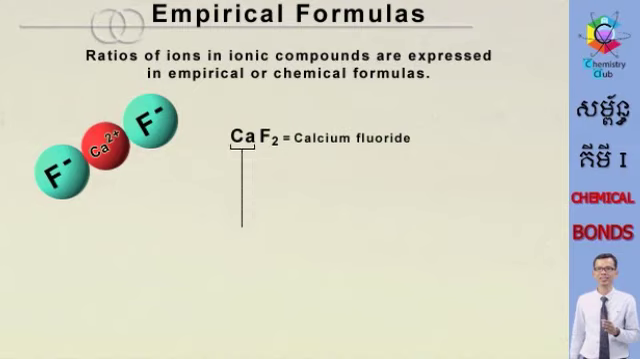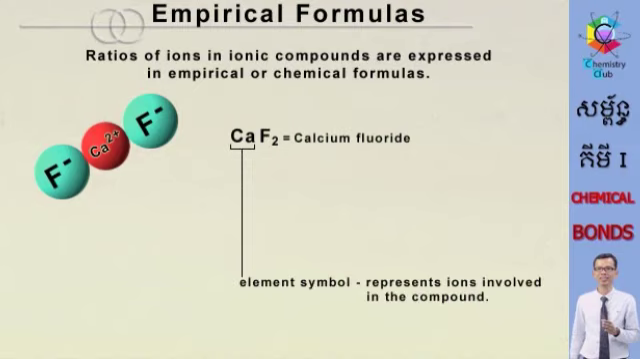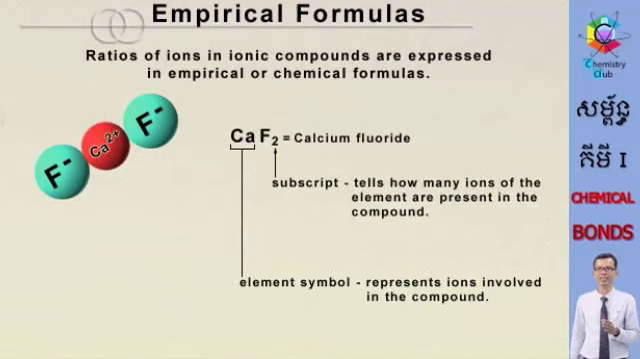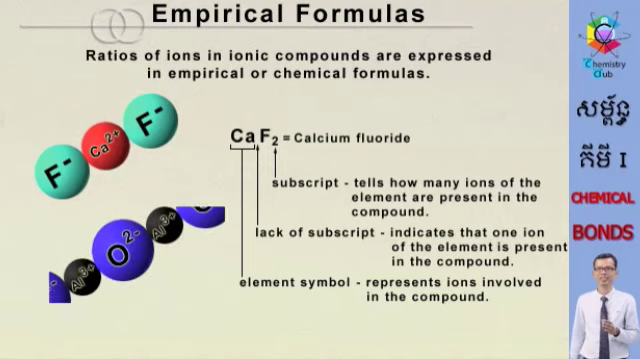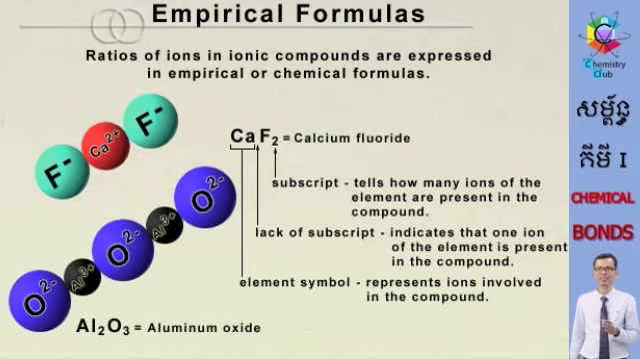The elemental symbols represent the ions in the compound, and the subscript represents how many ions of that element are present. An element that lacks a subscript behind its symbol has only one ion in the compound. Presented on the screen is another ionic compound, aluminum oxide. Notice that aluminum oxide has 2 aluminum ions and 3 oxide ions in the compound.